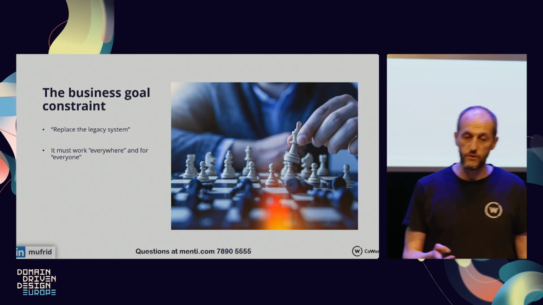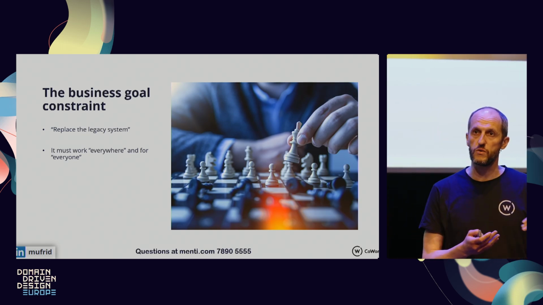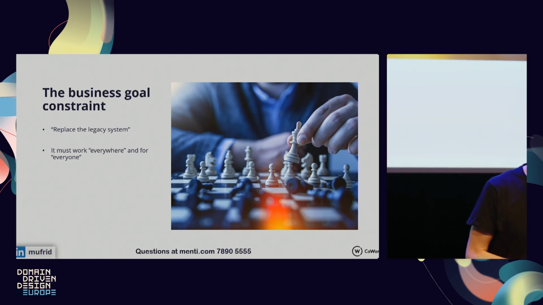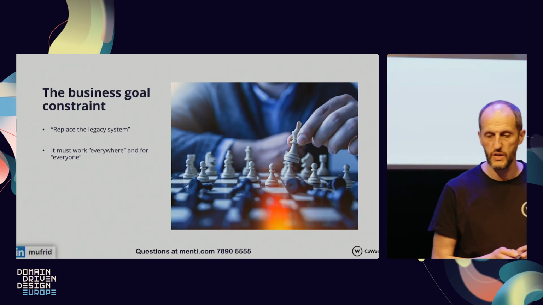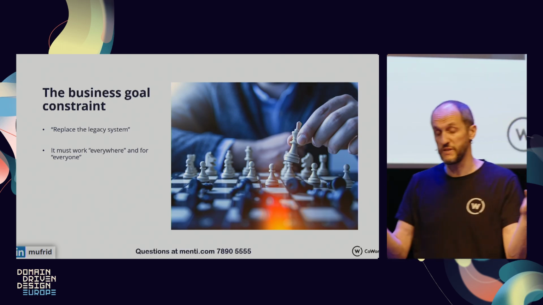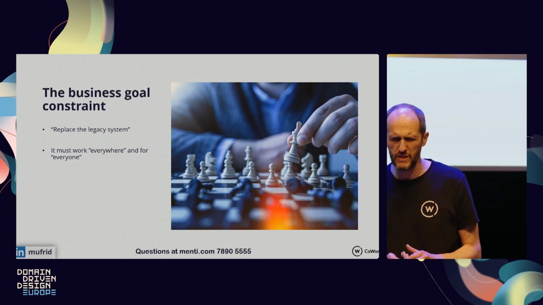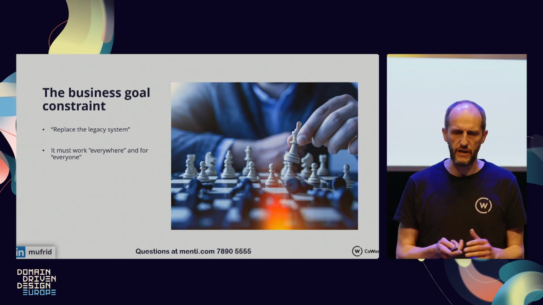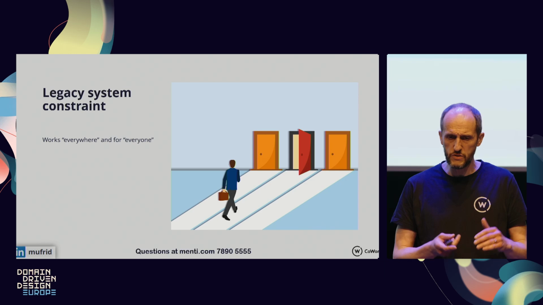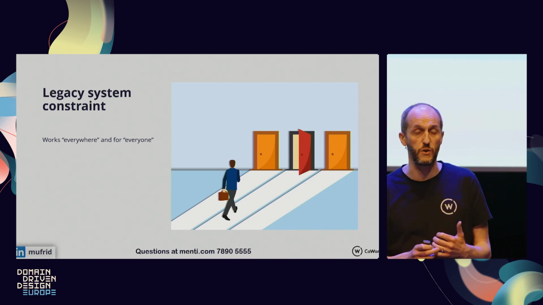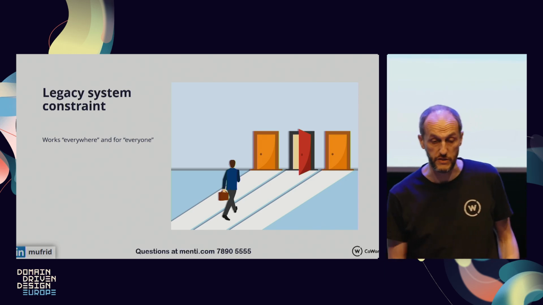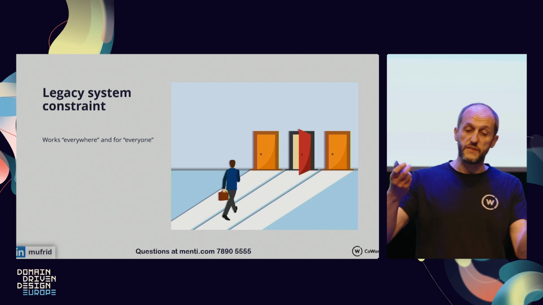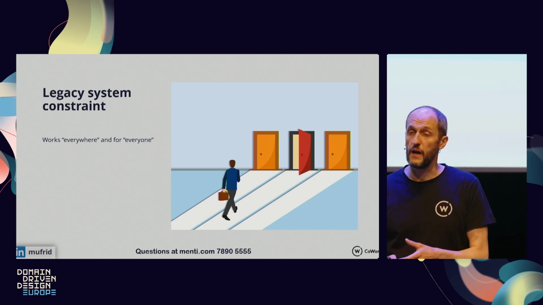So even though it might not be a real business goal, something of value to our end users or stakeholders, this was the real business constraint. So we had to, and what does it mean? Works everywhere and for everyone. And that was this constraint in the legacy system. Now, the legacy system, they come with all sorts of constraints, right? But this one was okay.